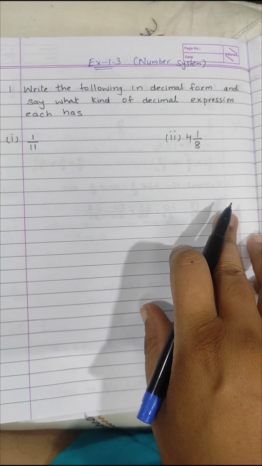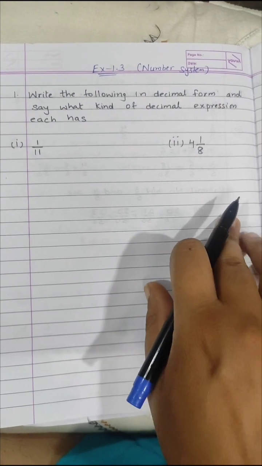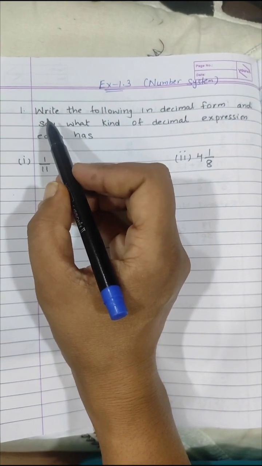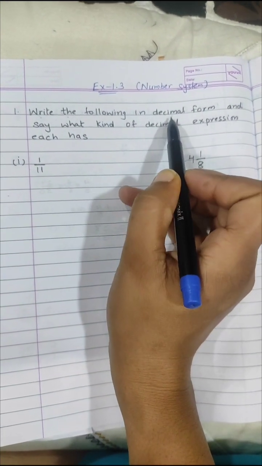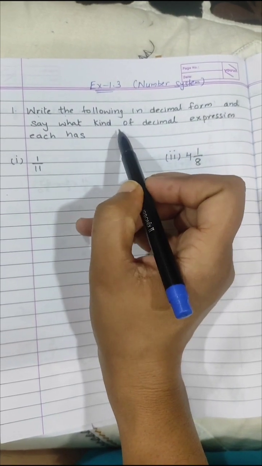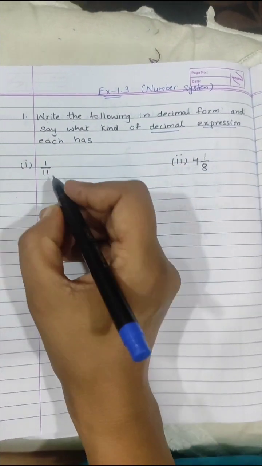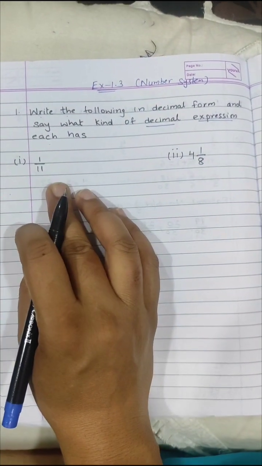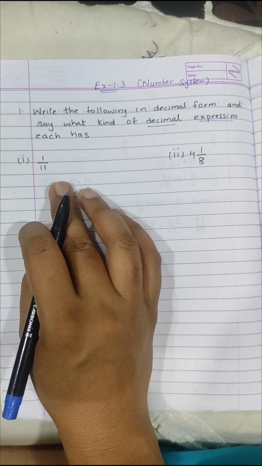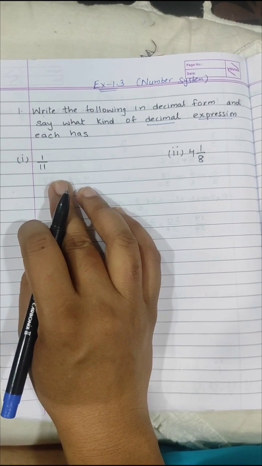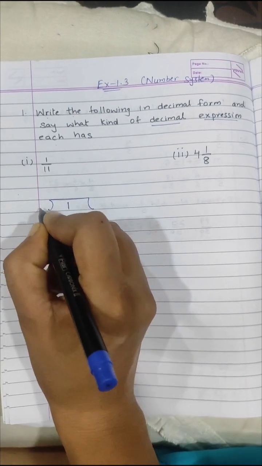Good evening everyone. Today we are doing exercise 1.3, number system. In this exercise we are doing the first question: write the following in the decimal form and say what kind of decimal expression each has. So 1 by 11. Firstly we have to write it in the decimal form and afterward we have to tell what kind it is. So for this, firstly we have to divide 1 by 11.